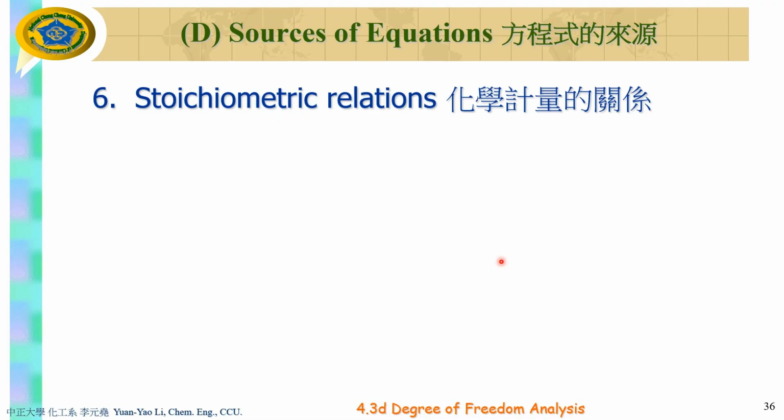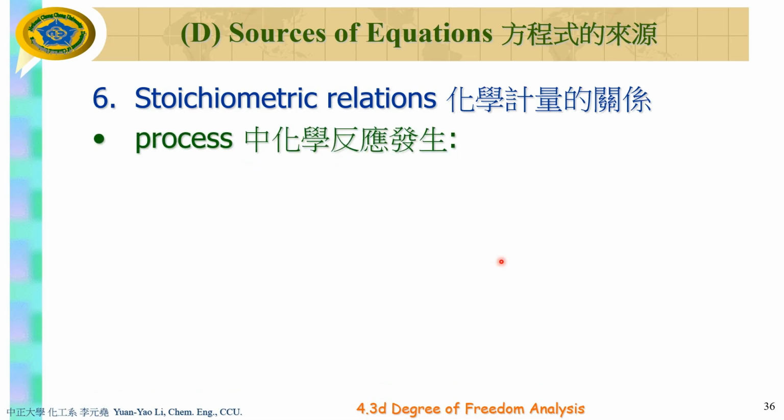Okay, so number 6, if this involves chemical reaction, you need to think of the stoichiometric relations. For example, this is hydrogen plus oxygen become water. And you know you have 2 moles of hydrogen and you will produce 2 moles of water. You only have 1 mole of oxygen, you will produce 2 moles of water. This is called stoichiometric relations.